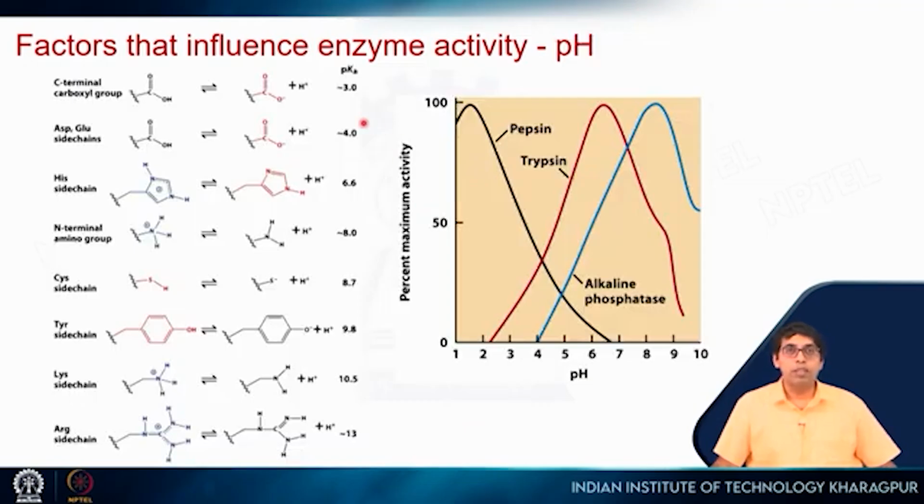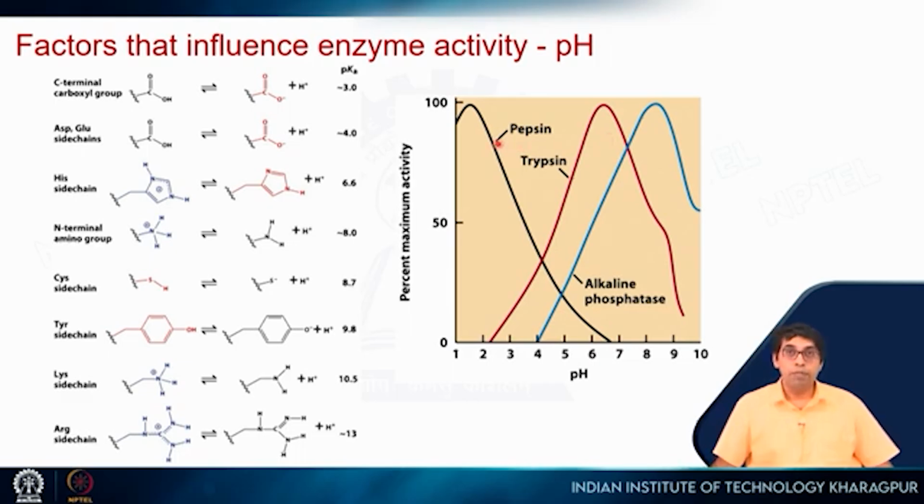Similarly, pH also influences enzymatic activity, and we have already seen that all these different side chains have different pKa values. So, depending on the pH at which the enzyme has to work, these different side chains will be found in the active site. Some examples are shown here. For example, alkaline phosphatase or trypsin work very close to neutral pH, because they are found in environments where the pH is neutral, around 7.4.